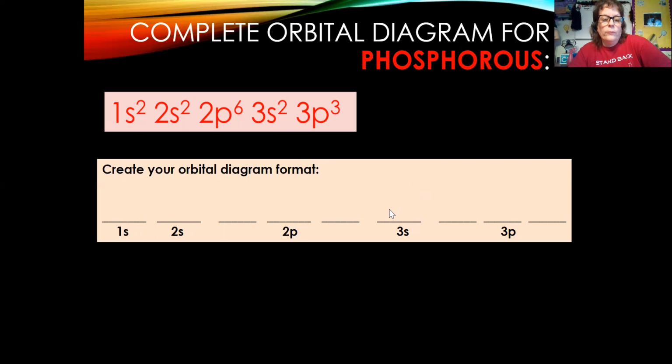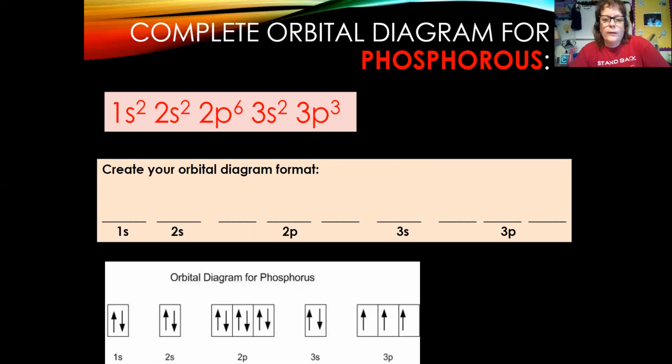Remember, there's only 1 orbital for the s's. And then we move into the 3p orbital, so you're going to have 3p. And again, with the p's, you're going to have 3 blanks because it can hold up to 6 electrons. All right, again, if you want to pause it to try to figure out your orbital diagram, please do so. But I'm going to reveal our answer.